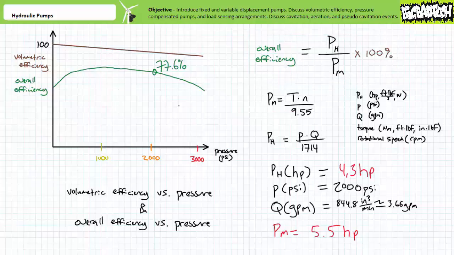Now, overall efficiency ordinarily peaks inside a given pressure range, and it is in this peak region that those valuing efficiency should try to run the particular pump.